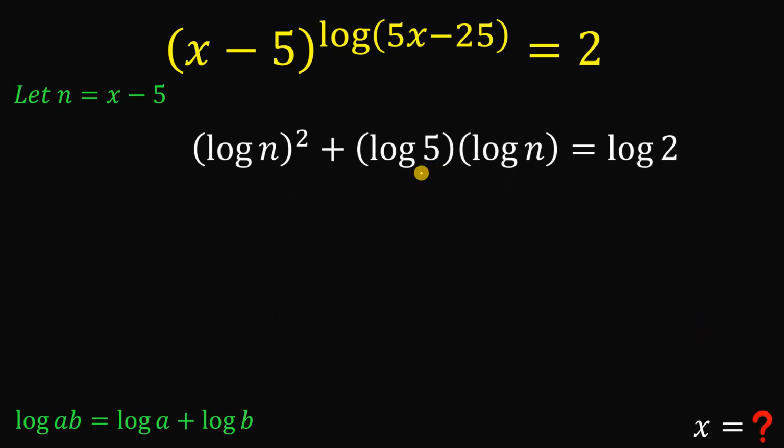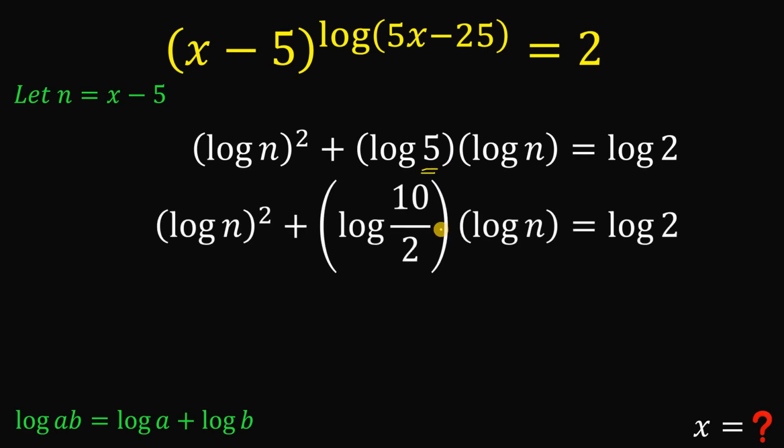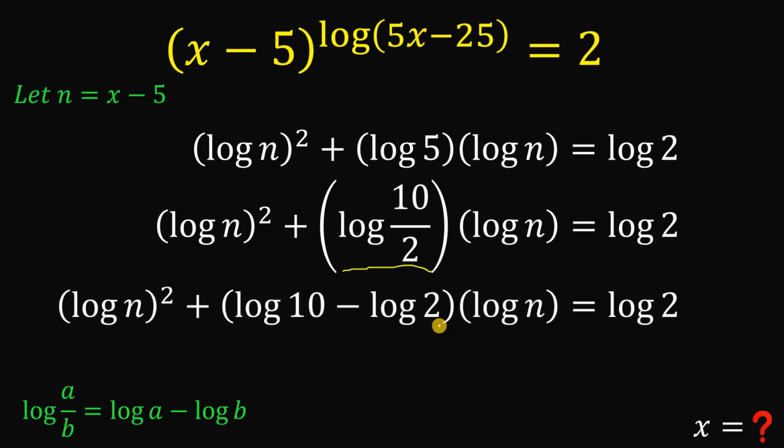Now let's focus on this result. One thing to notice is this 5, because 5 is 10 over 2. Why is this important? Because we know log of 10 is 1, and we have here log of 2. To simplify log(10/2), we can use another property, the quotient rule. If we have log of a over b, we can rewrite this as log a minus log b. So log(10/2) is log(10) minus log(2).